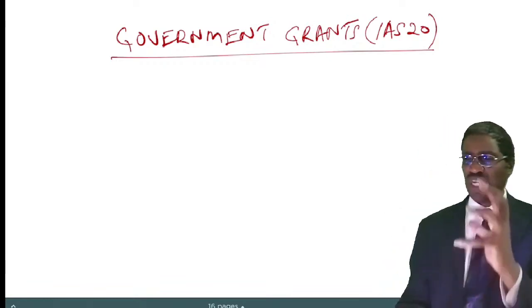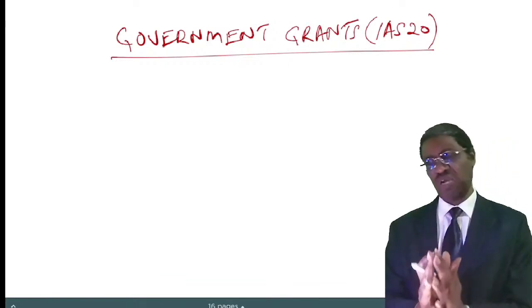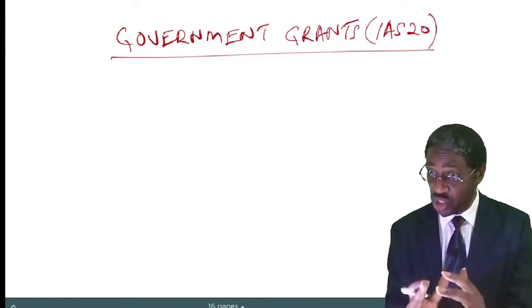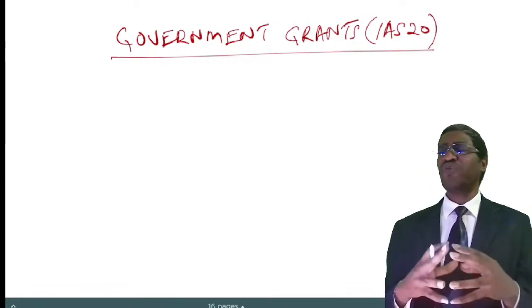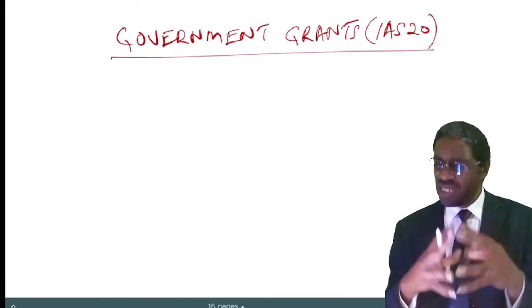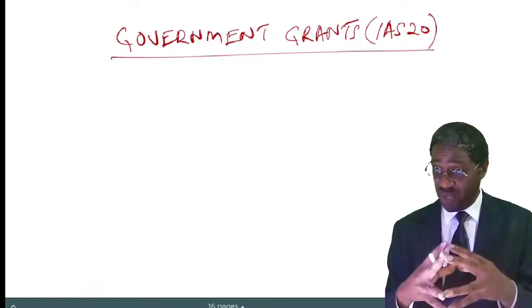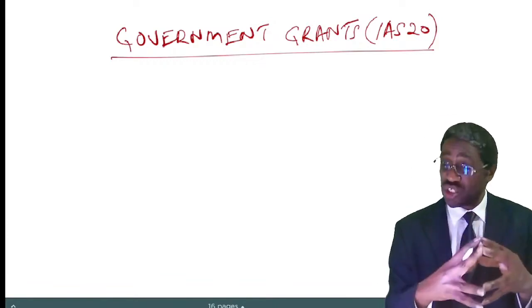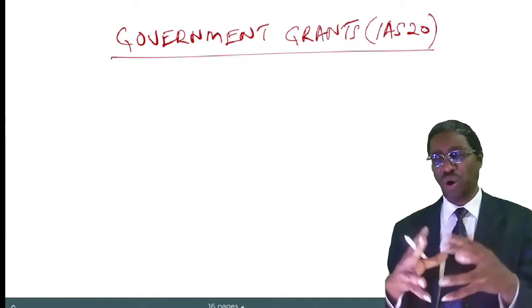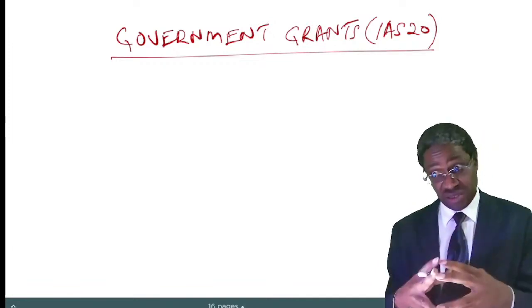Whenever you are given assistance by the government, that assistance could be in the form of cash or in the form of any other resources. So any assistance that you receive from the government, either in the form of cash or in any other kind, is what we call a grant.